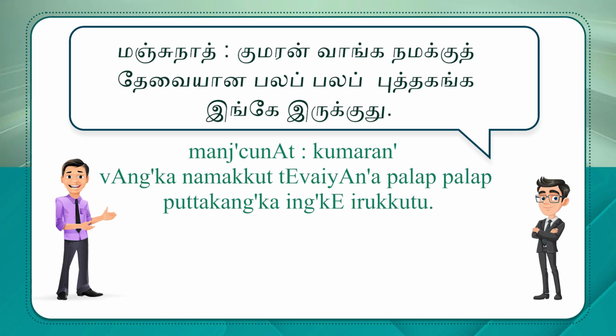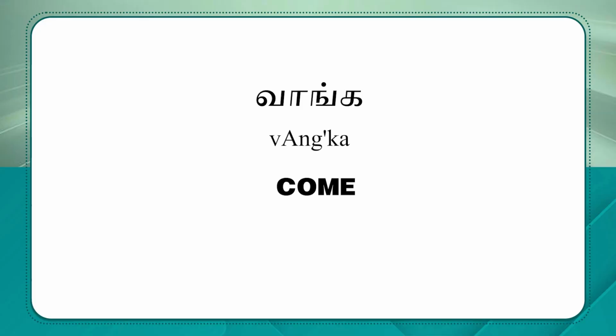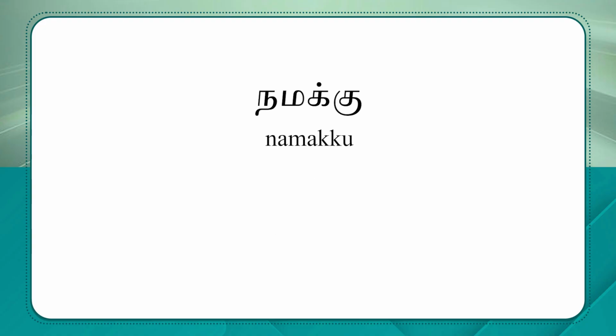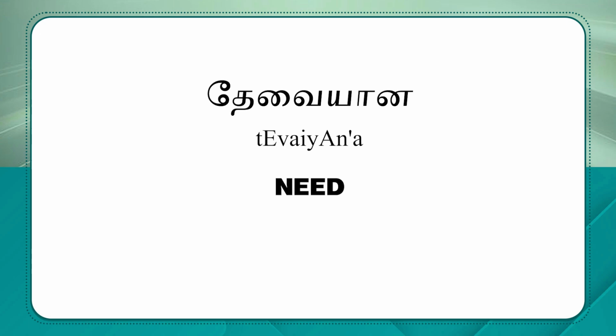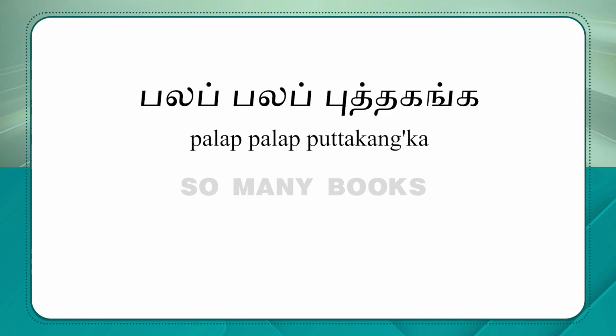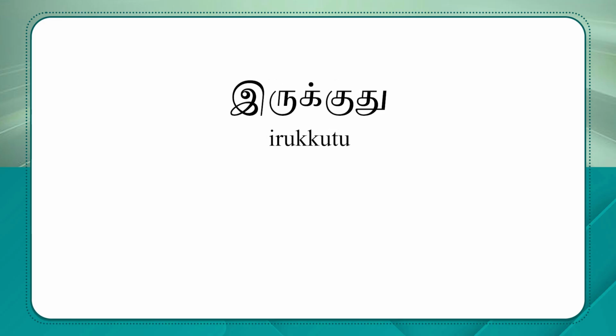Manjunath: குமரன், வாங்க, நமக்கு தேவையான பல புத்தகங்க இங்கே இருக்குது. This sentence translates to, Kumaran, please come here, there are so many books we need here. In this sentence, Kumaran is the name of the person, வாங்க, which means come respectfully, நமக்கு, which means for us, but in this context நமக்கு means we in English. தேவையான, it means need. பல புத்தகங்க, it means so many books. இங்கே, which means here, and இருக்குது, it means there.